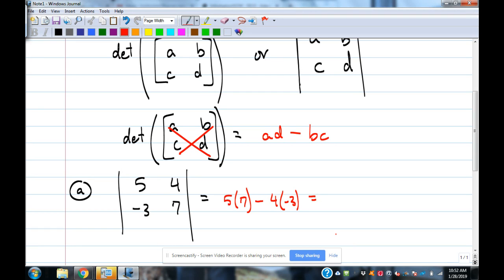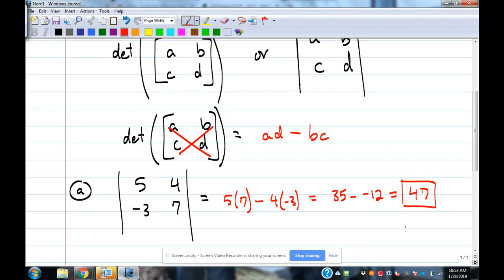And I'm writing that extra step out. I would expect you to just do that multiplication in your head and get 35 minus -12, which would be 47, would be the value of the determinant.